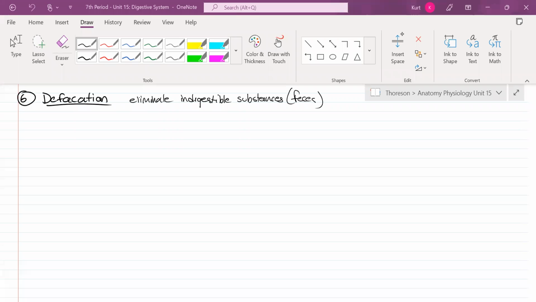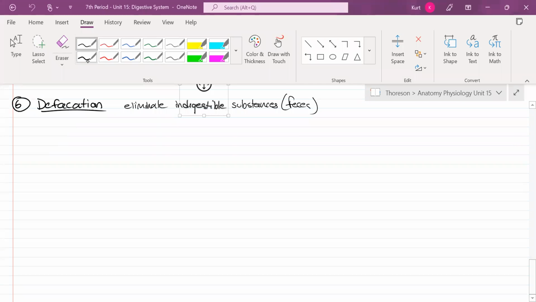Hey everyone, today we're going to do a little bit of chemistry when it comes to your digestive system. So we're going to have macromolecules, enzymes, and metabolism.